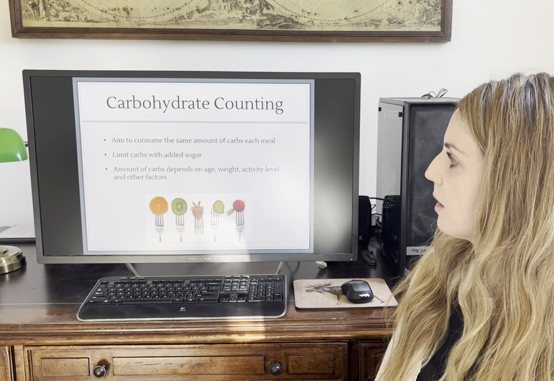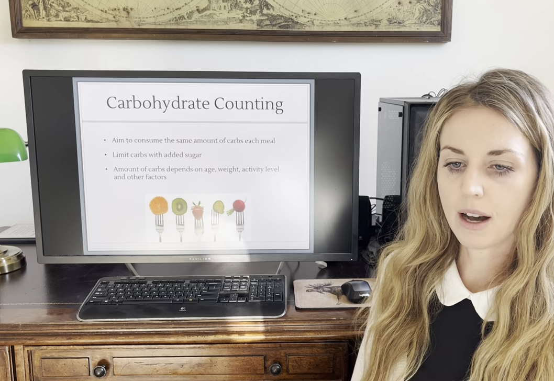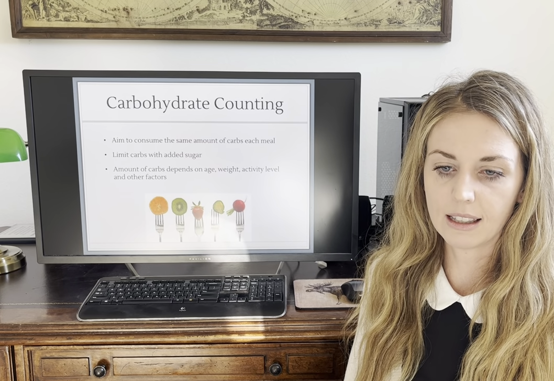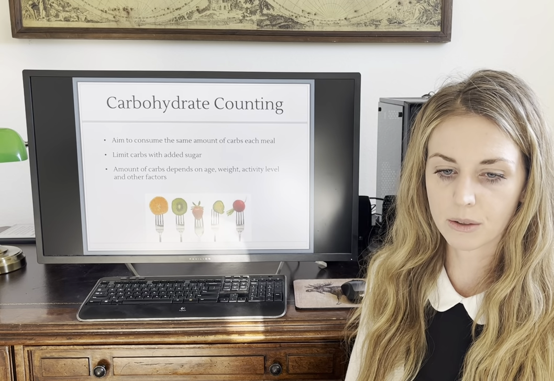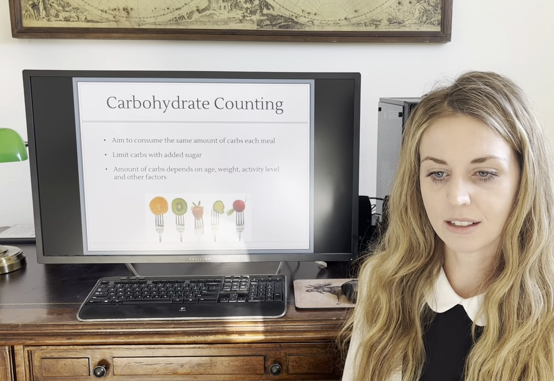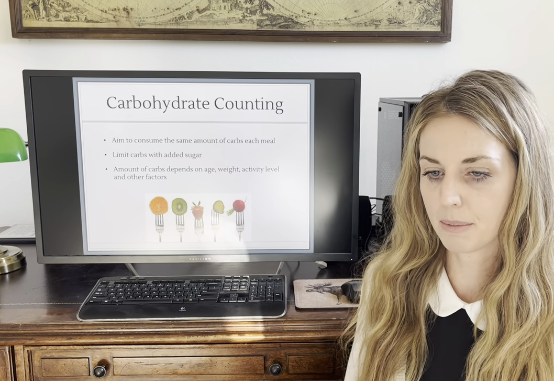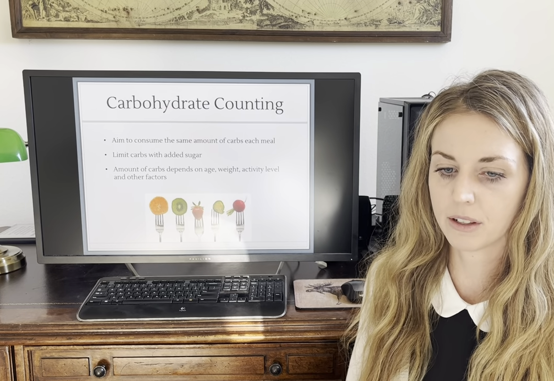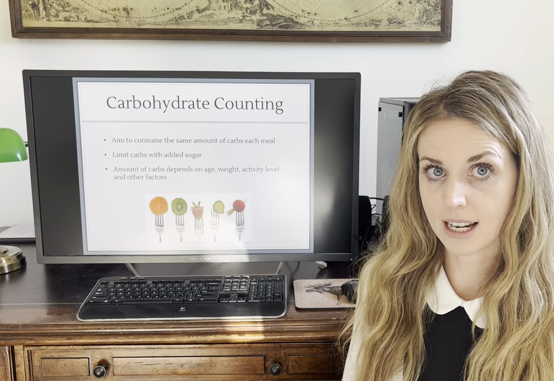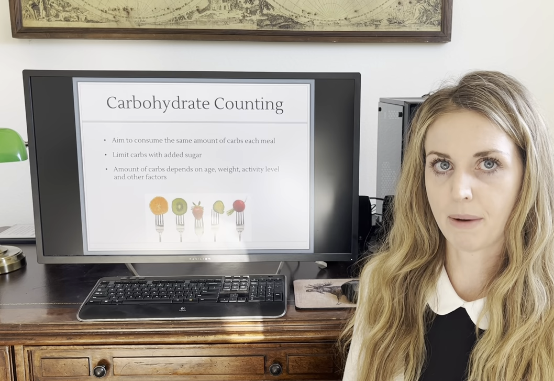And then the students will be learning about carbohydrate counting. So aiming to consume the same amount of carbs each meal, and then limiting carbs with added sugar. So that's where we want the patient to be looking at nutrition labels, flipping over the packaging and looking at the sugar amount on that. And then the amount of carbs really depends on the patient's age, weight, activity level, and sometimes other factors. So connecting a patient with a dietitian outpatient will help them to determine what is best for them.